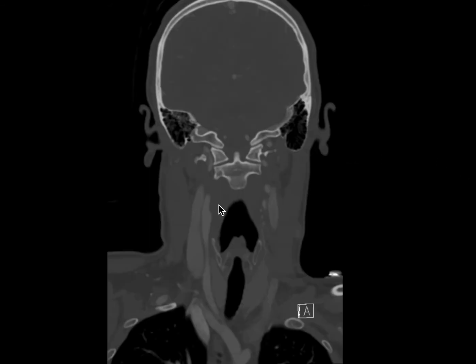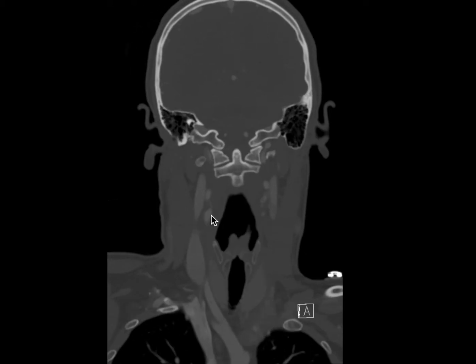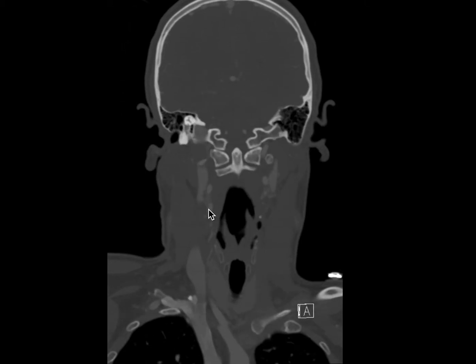On our coronal images, we again see the external carotid artery branching off anteriorly. As I scroll forward, we'll see it branch here, anterior to the internal carotid artery, and give off its first branch, which will be the superior thyroid artery seen right here. It will go down to the thyroid gland. Scrolling posteriorly one slice, I'll point out the ascending pharyngeal artery seen right here.